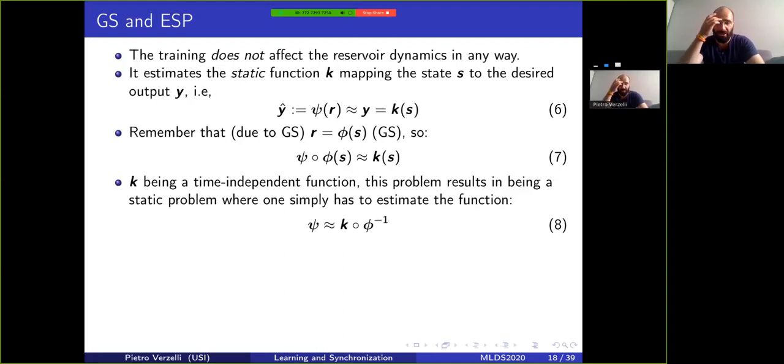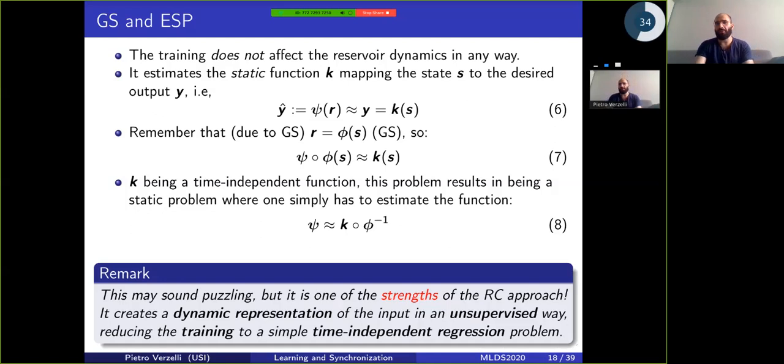The invertibility of phi is a bit of a complex matter, and we'll discuss it in the paper, which will be coming in a few weeks. But in general, it's not possible to invert this function because the dimensionality of the reservoir is higher than the dimensionality of the system. And so what you hope is that it is invertible, at least locally, in the sense of the inverse function theorem.